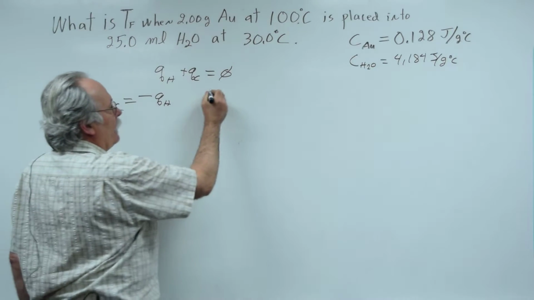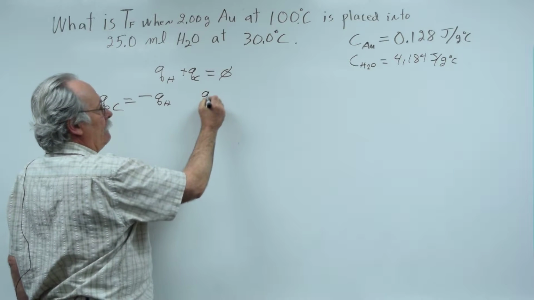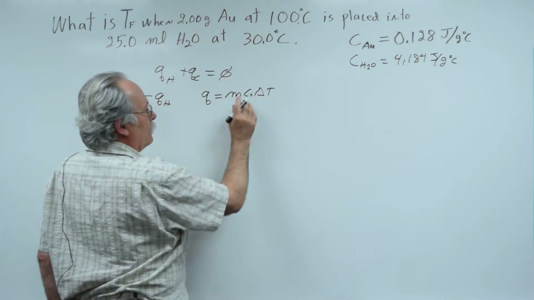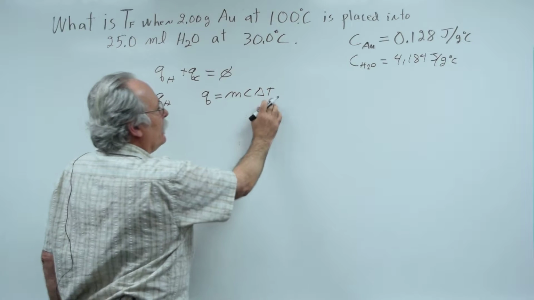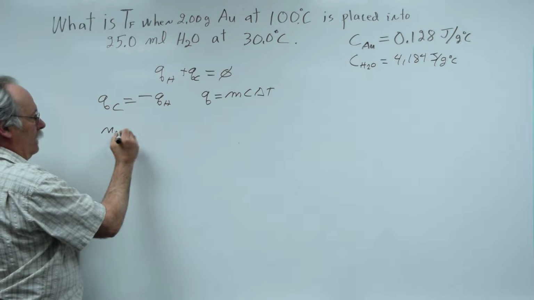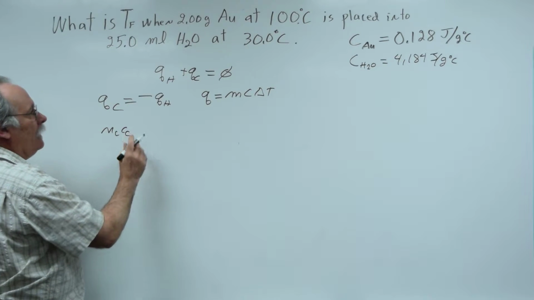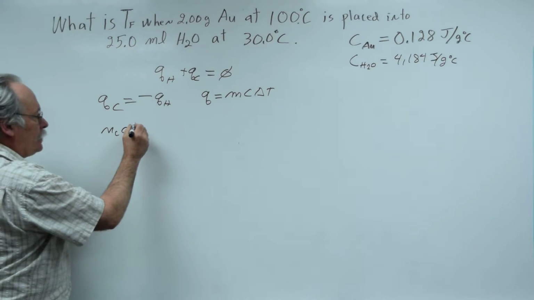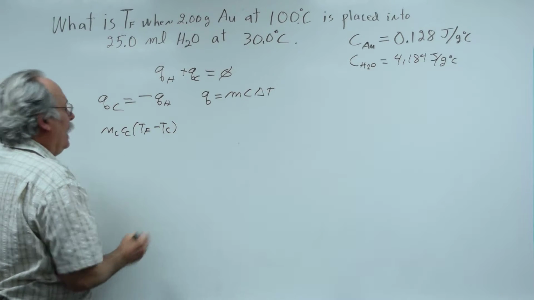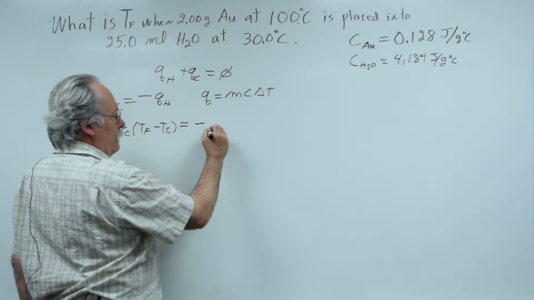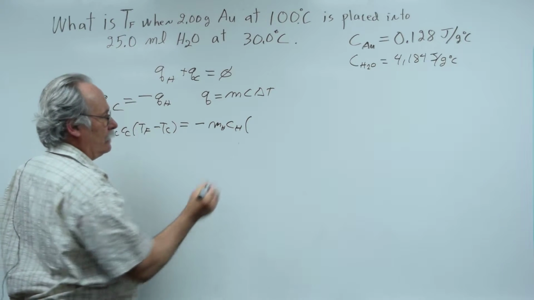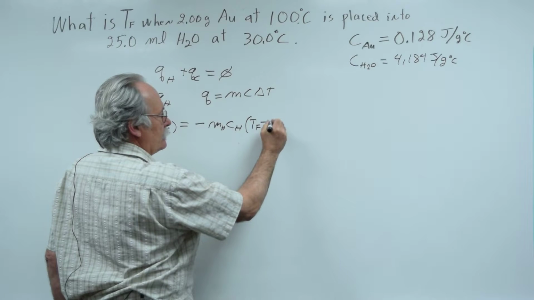Now we also know that for a constant phase system, if I add heat, the temperature changes by q = mcΔT, where c is the specific heat and ΔT is the temperature change. So I can say that the mass of the cold object times the specific heat capacity of the cold object times the temperature change of the cold object, and a change is always a final state, Tf, minus an initial state, Tc, must equal the negative of the mass of the hot object times the specific heat capacity of the hot object times the temperature change of the hot object, which is Tf minus Th.